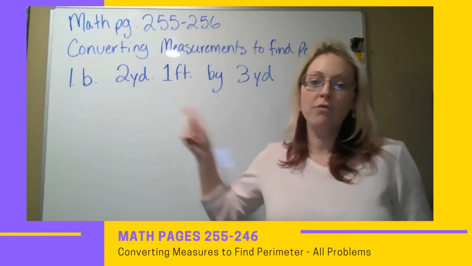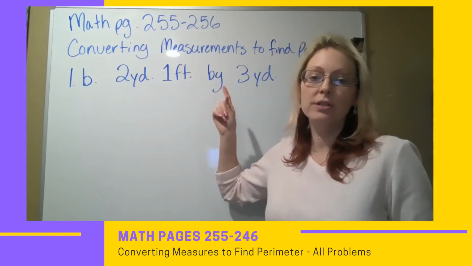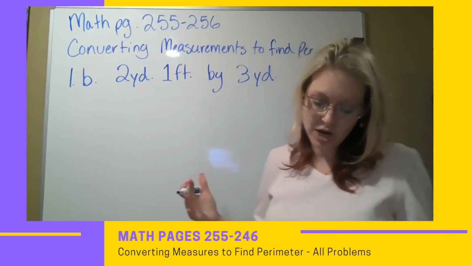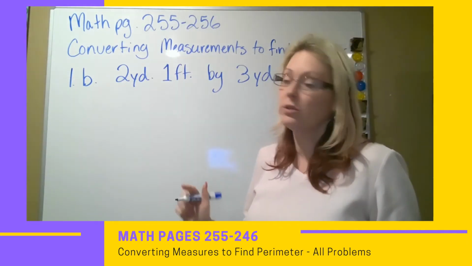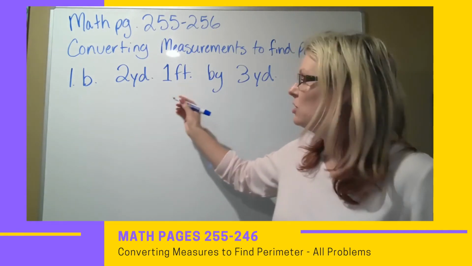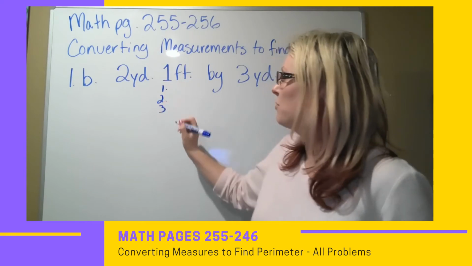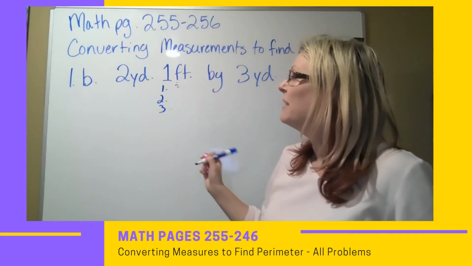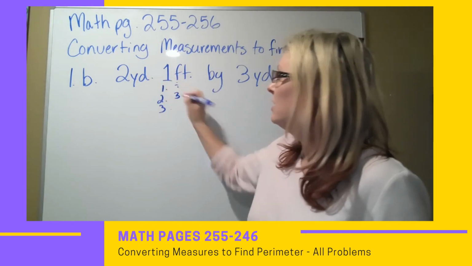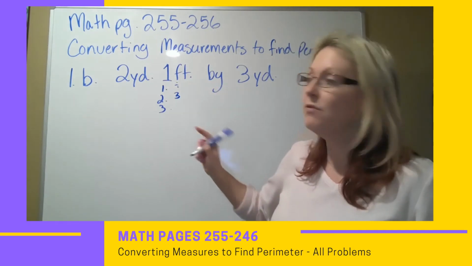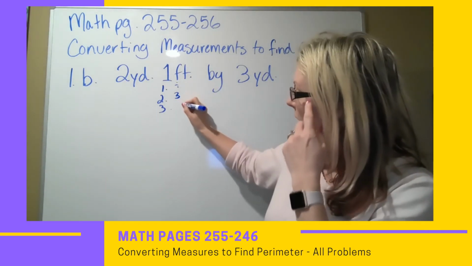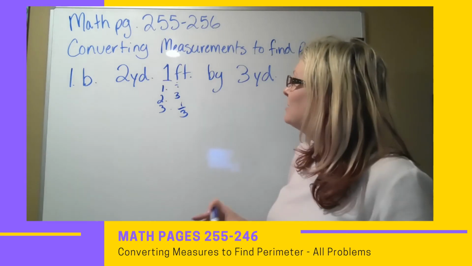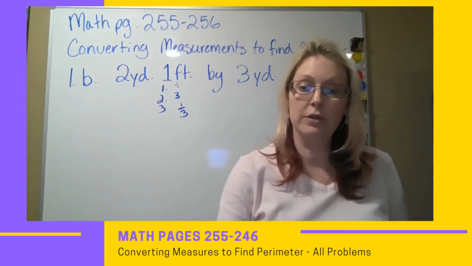Okay, so now we have 1B, and that is 2 yards and 1 foot by 3 yards. So remember, we are going to change this to yards, which means this 1 foot has to change to yards. We know that we're going from feet to yards, so smaller to larger, we divide, and we know that we have 3 feet in a yard. So we would have 1 over 3 for 1 foot divided by 3 feet, okay? So this is what we would do first to convert.